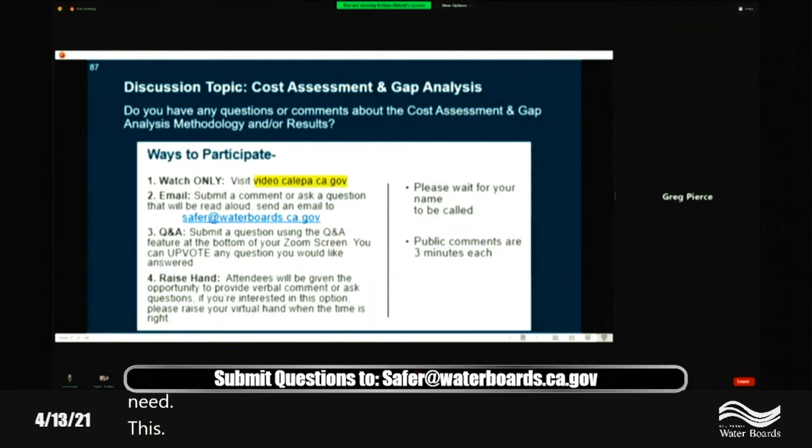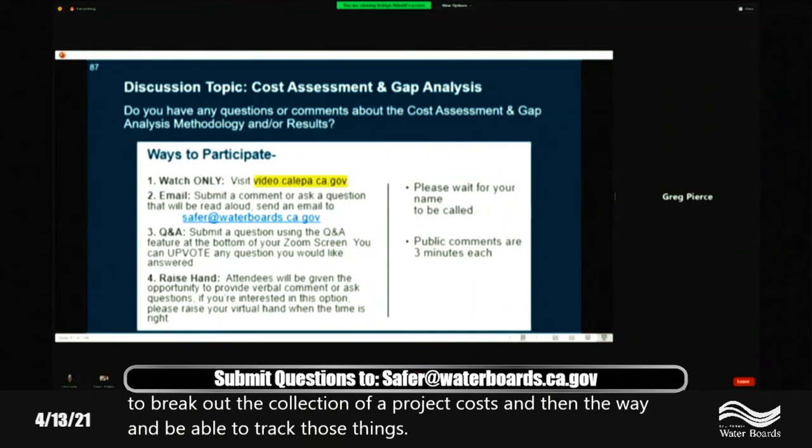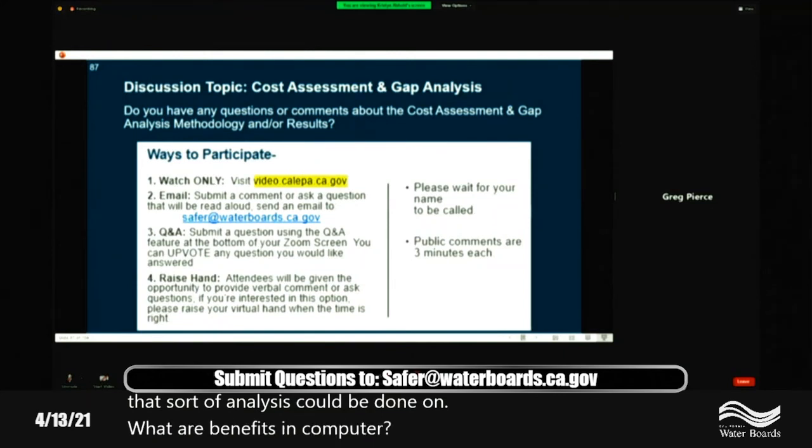This is Greg from UCLA. I would also add that I think there's intention to break out the collection of project costs in a way and be able to track those things going forward, and potentially that sort of analysis could be done on broader benefits into the future. Thanks, Greg.